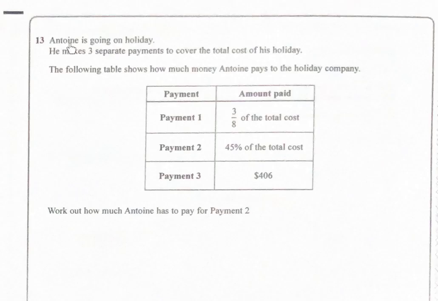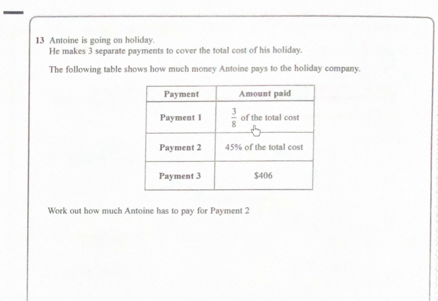13. Antoine is going on holiday. He makes 3 separate payments to cover the total cost of his holiday. The following table shows how much money Antoine pays to the holiday company.